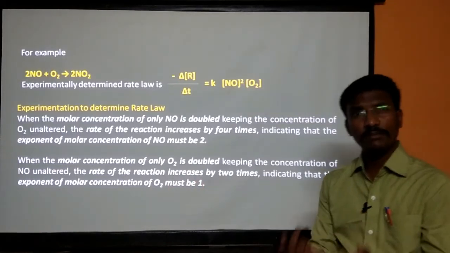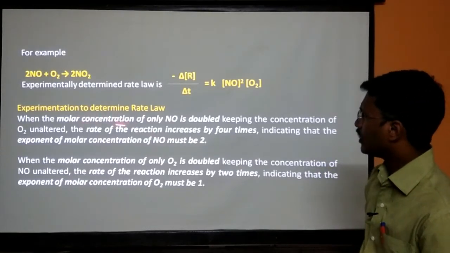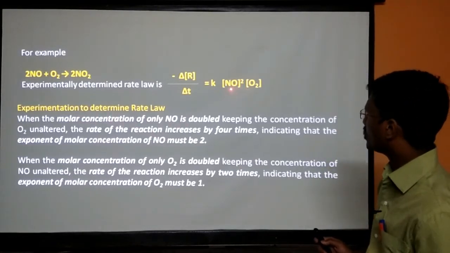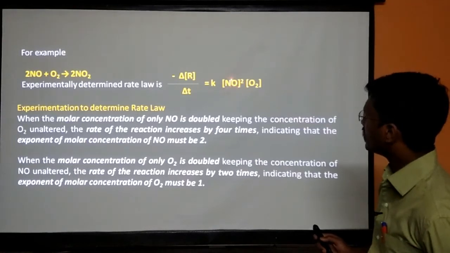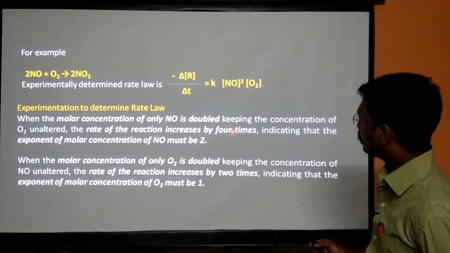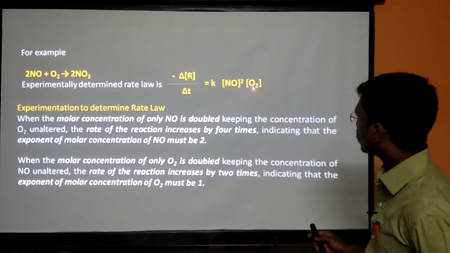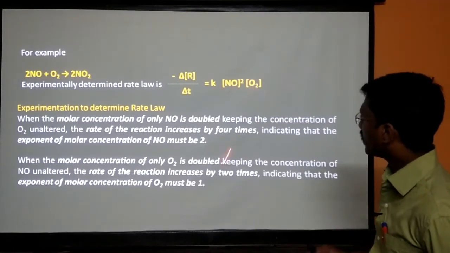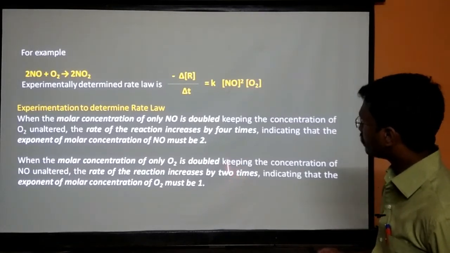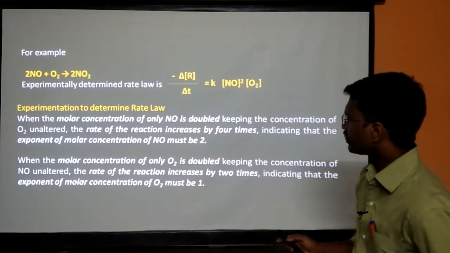How? It is an experimental value. Don't get confused. We must double the concentration of each of the reactants. If the concentration is doubled and the rate is increased by 4 times, then the power should be 2. The same thing here: the concentration is doubled, then the rate of the reaction increased by 2 times, then the power should be 1. This is how we have to remember this one.